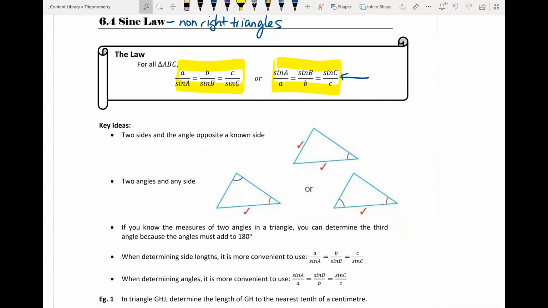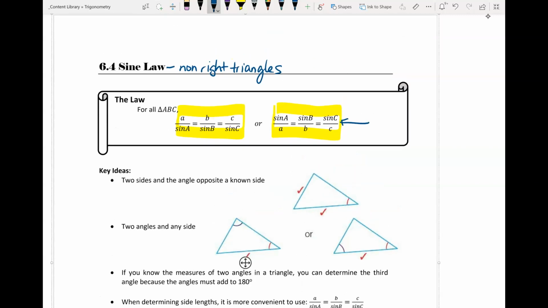So what does this sine A over A mean? What does it look like on a non-right triangle? Here is a triangle that does not have 90 degrees. I'm just going to label the vertices as A, B, C. These capital letters describe the angles at those points, and the little a, little b, little c are describing the sides.